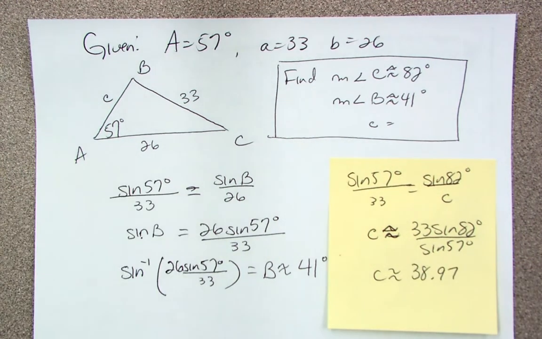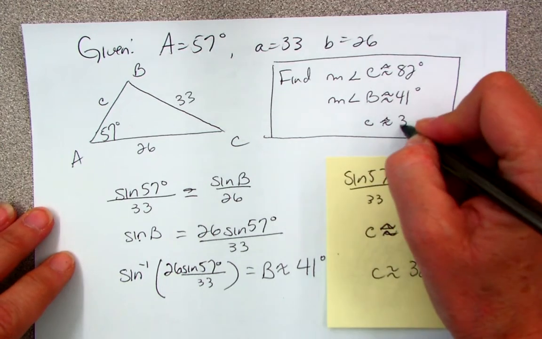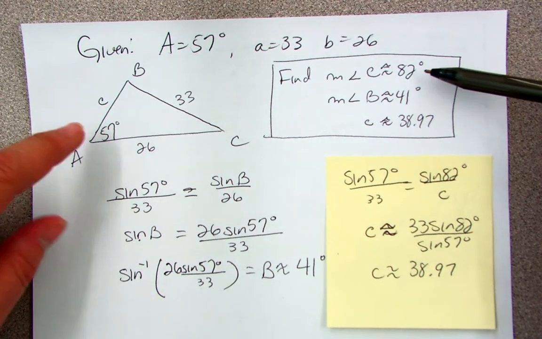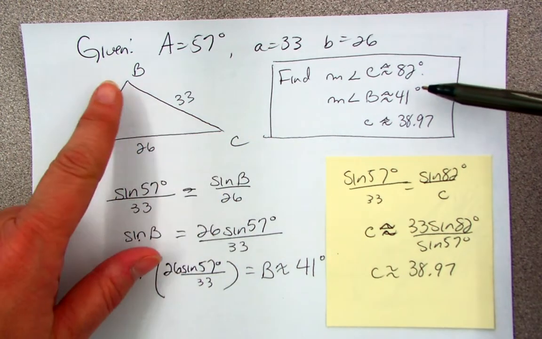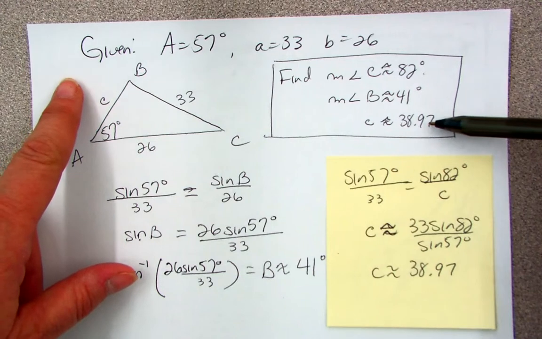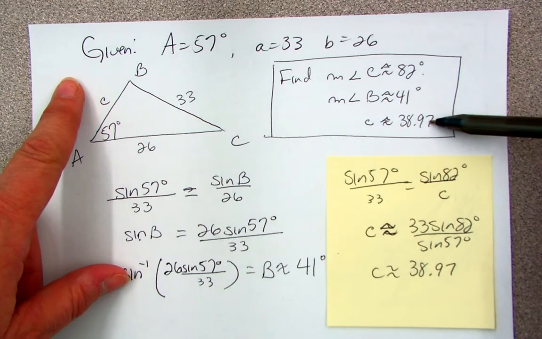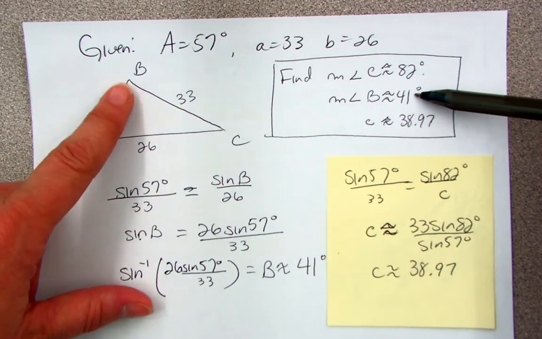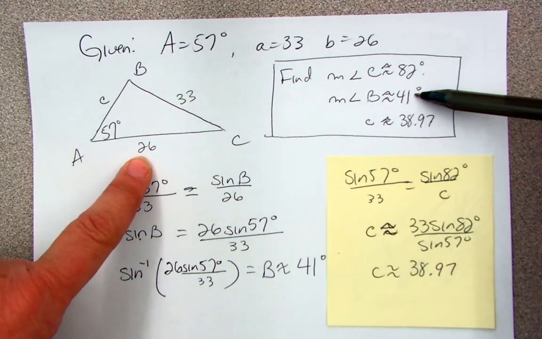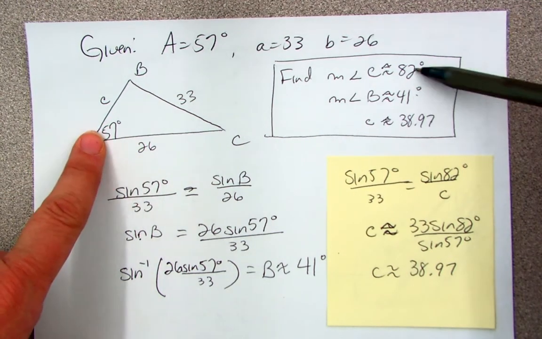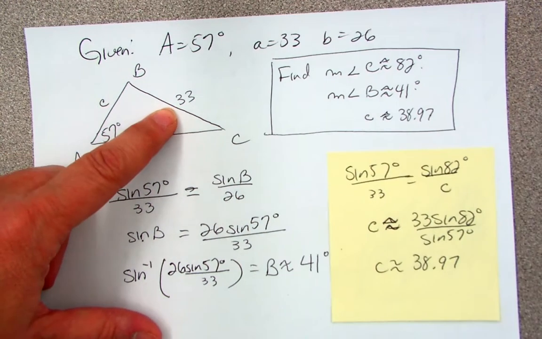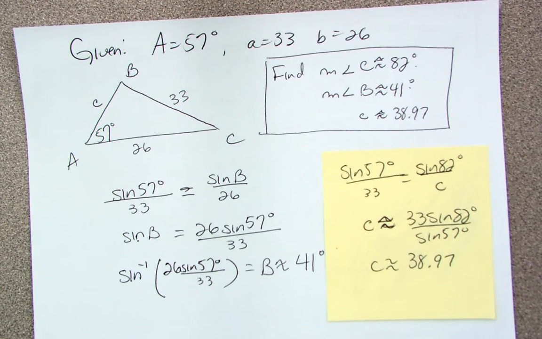Yes? And I'll do my check. It looks like my largest angle is C, so the largest side is 38, almost 39. That makes sense. My smallest angle is B, so the smallest side is 26, and so my middle angle, 57, between these two, 33 is between 38 and 26. Okay, I'm okay with it. Use a little bit of geometry there.